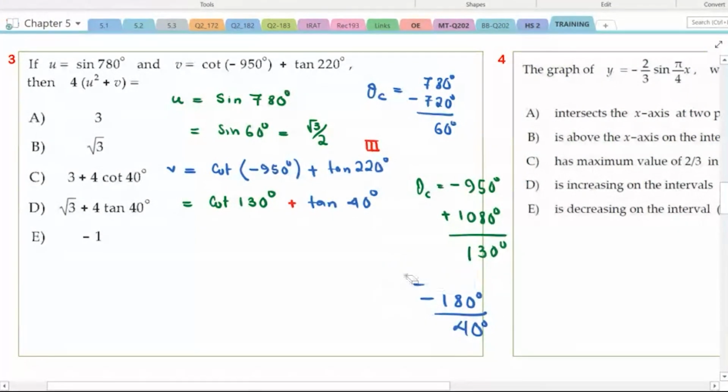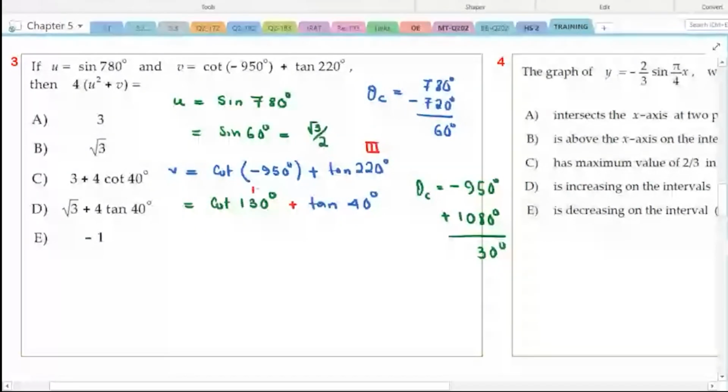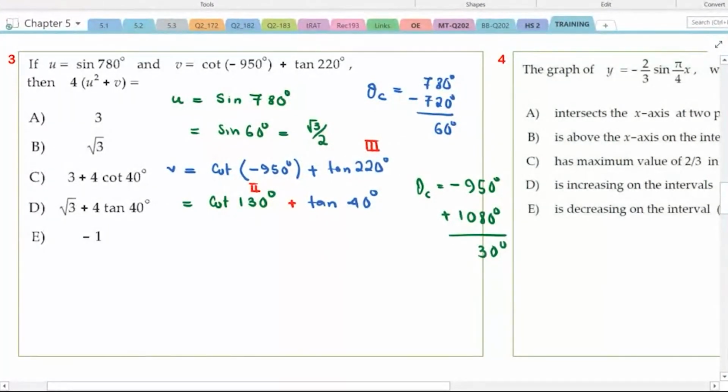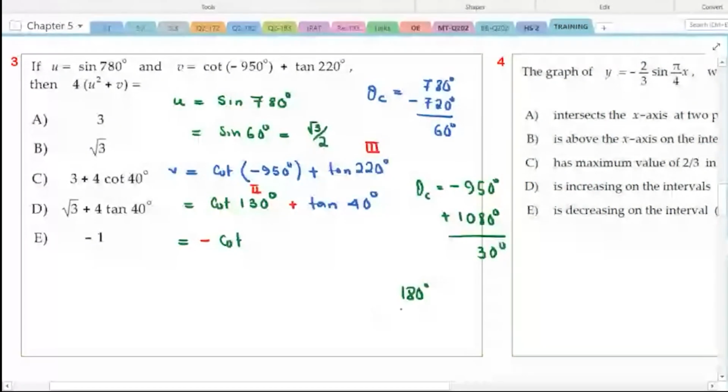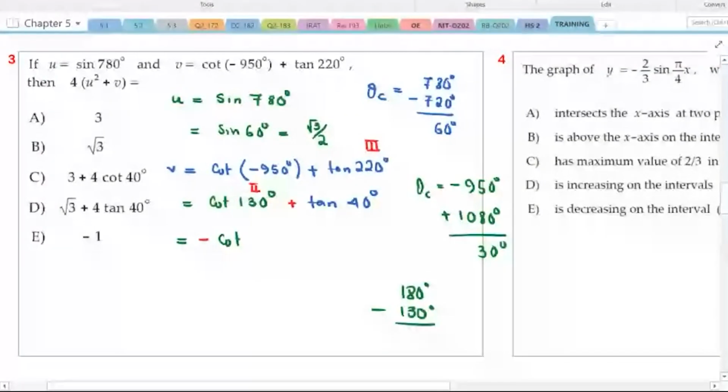Now let us continue. So here again, gentlemen, we have 130 degrees. Which quadrant is that? We want to apply the reference angle theorem. We say this is quadrant number 2. In quadrant number 2, cotangent is negative. So this will be equal to minus cotangent of, what is the reference angle of 130 degrees? So we say 180 degrees minus 130 degrees, and gentlemen, that is going to give us 50 degrees. So that is going to give us cotangent of 50 degrees.